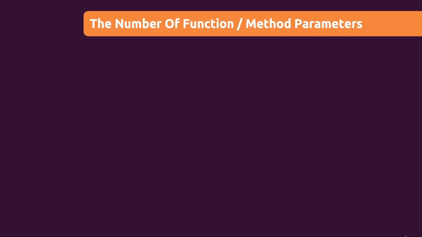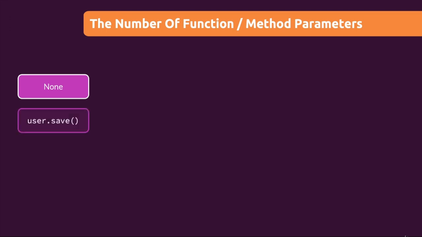We can probably all agree that calling a function or method with no parameters is very simple. If we, for example, have a user object, and on that user object we have a save method, then this is very easy to call and to read. We don't have to pass in multiple values and remember the order of arguments. We don't have to do anything of that. We have one function call with no parameters. This, therefore, is very easy to understand. So it's easy to understand and easy to call.